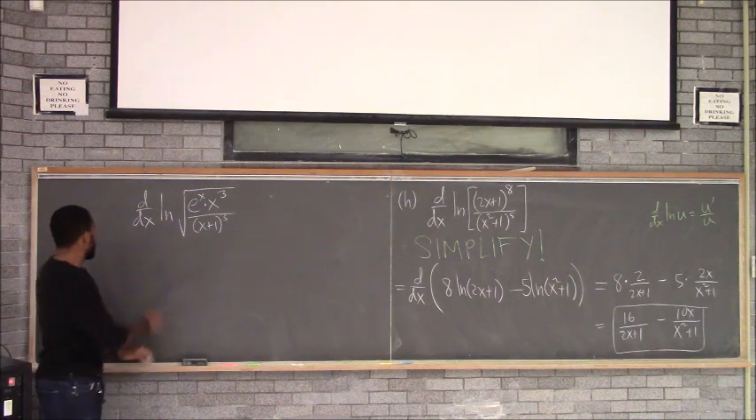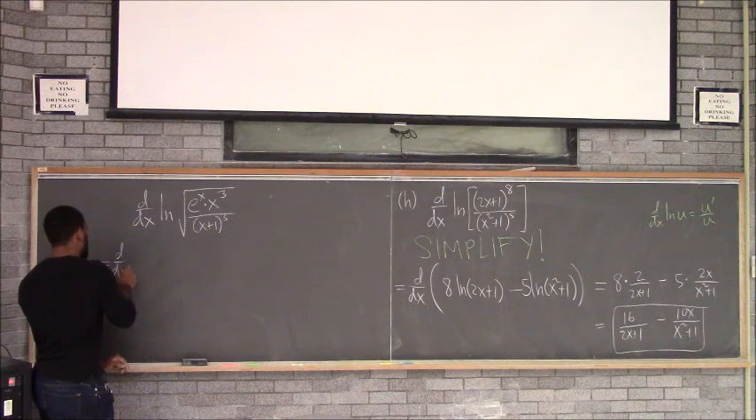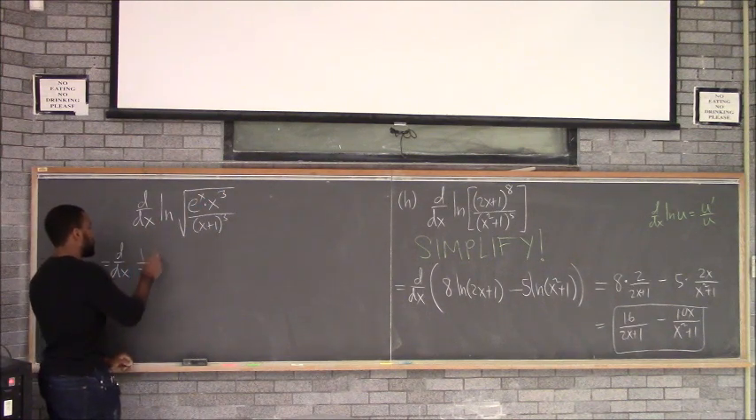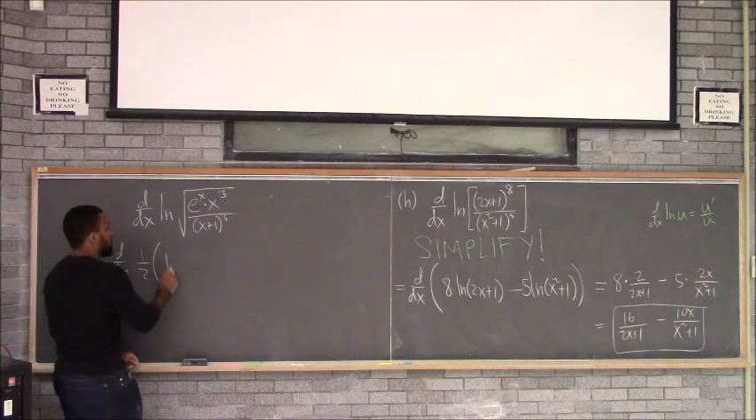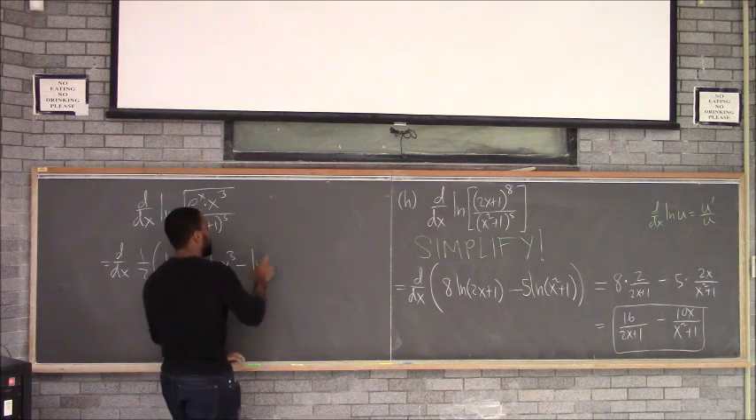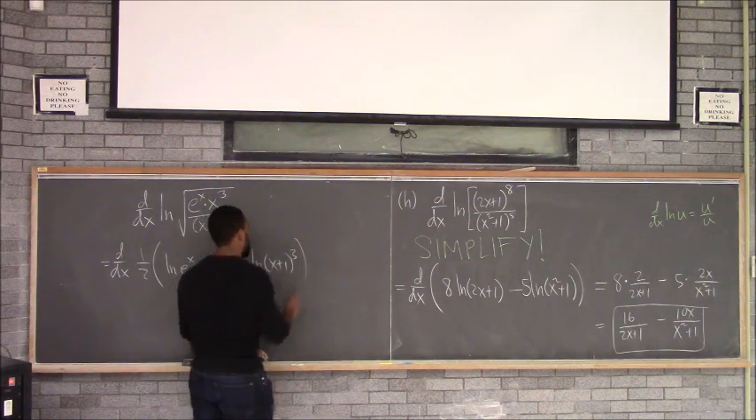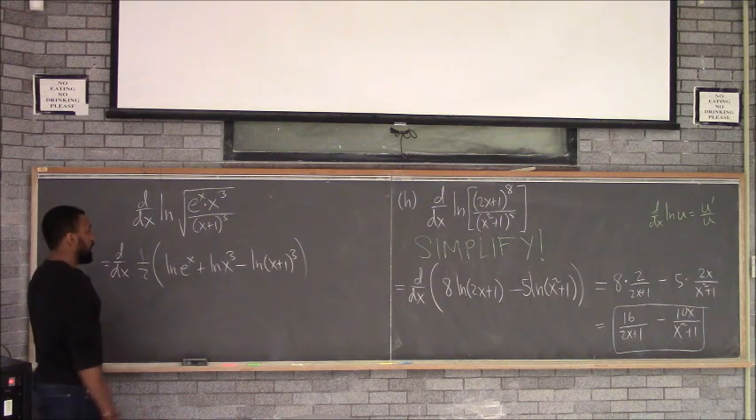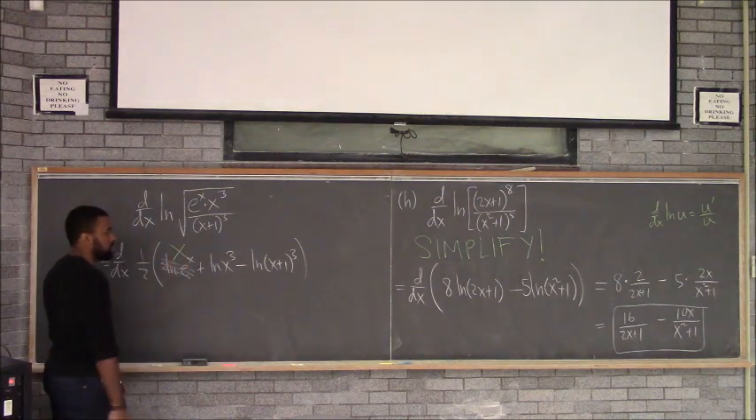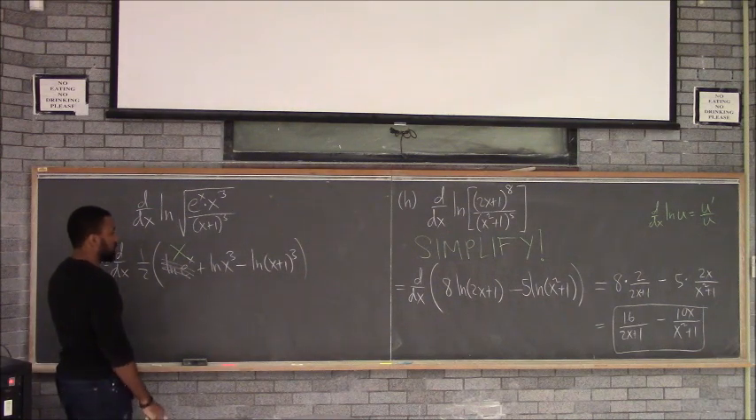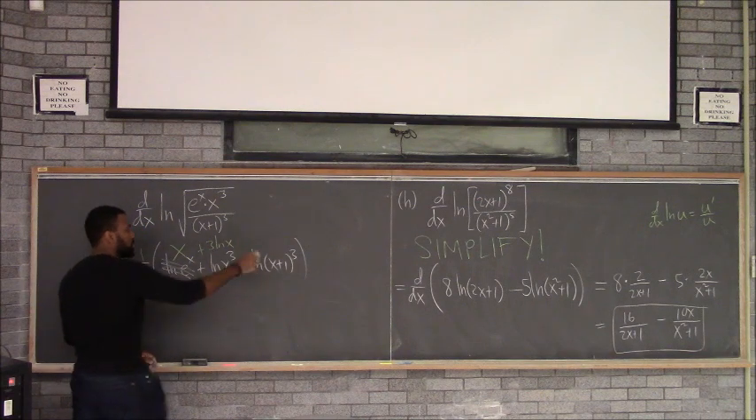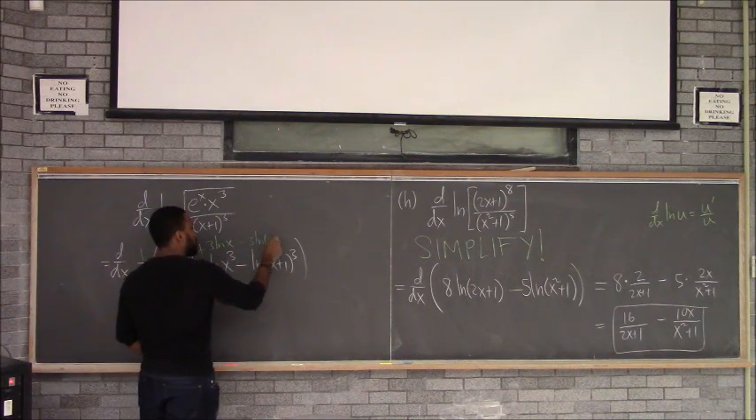The ln is going to tell me that the radical is going to be a half power, which I can bring down in front. And then I'm going to have ln of e to the x plus ln of x cubed minus ln of x plus 1 cubed. Ln of e to the x is just x, actually, so that's even easier. And the ln of x cubed, that's just 3 ln of x. And this guy is just 3 ln of x plus 1.